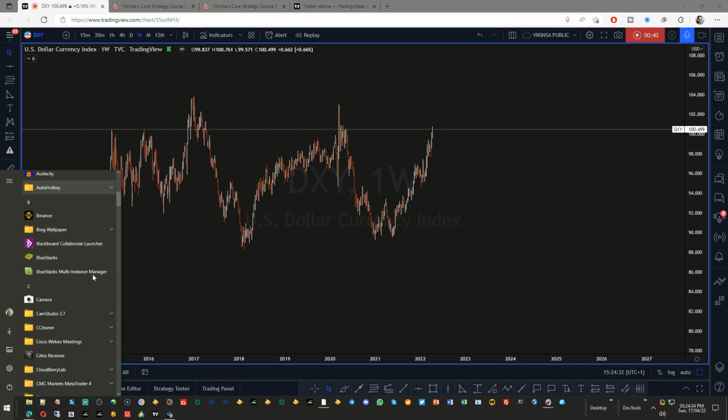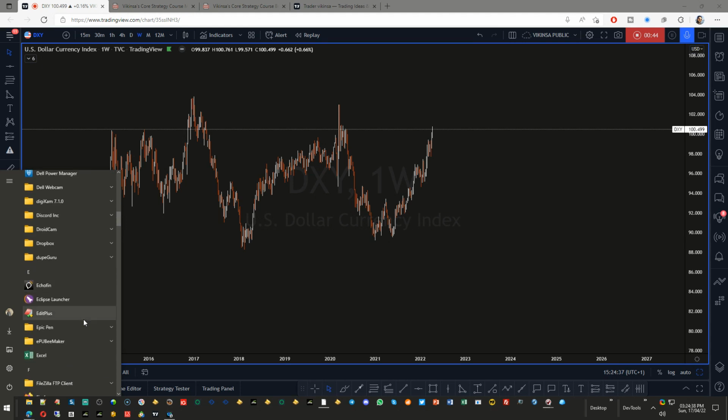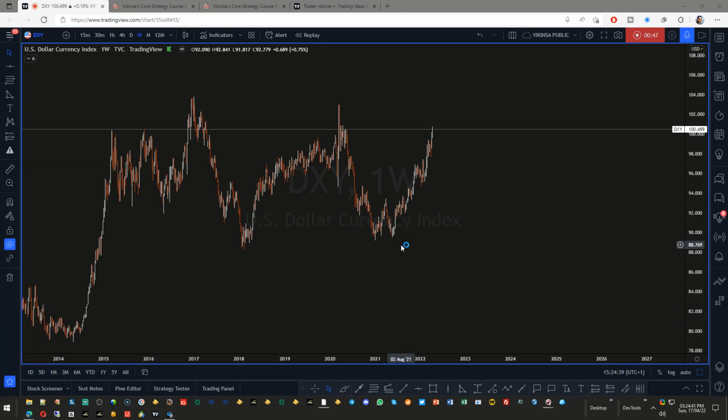Even if you're not trading the dollar, you should still be looking at the dollar index because it can affect other currency pairs, and it can also affect several other asset classes, right? So let me grab my pen and then we'll continue with this.